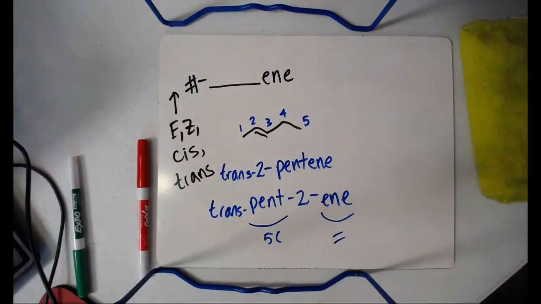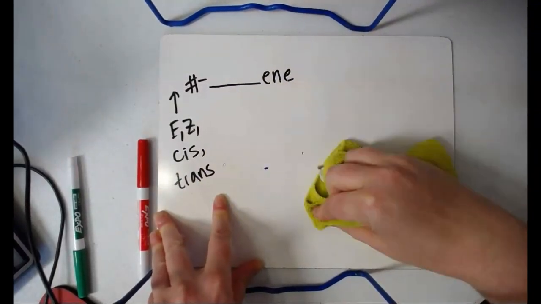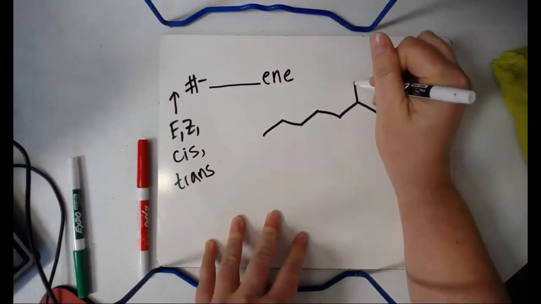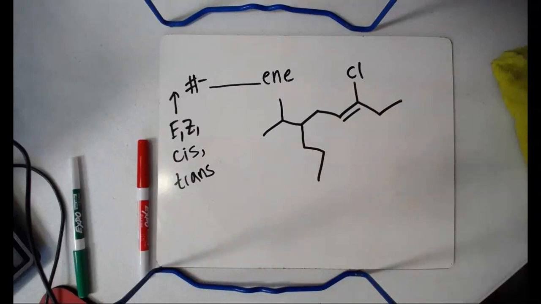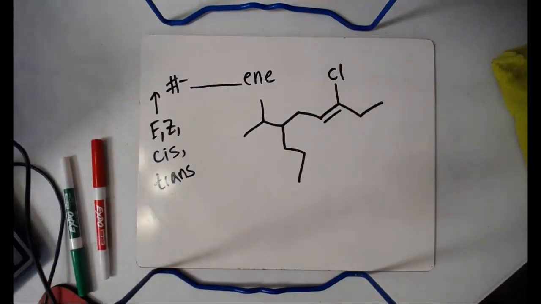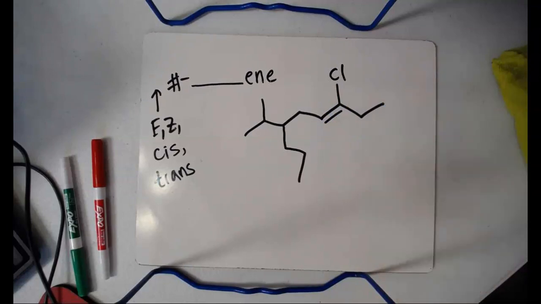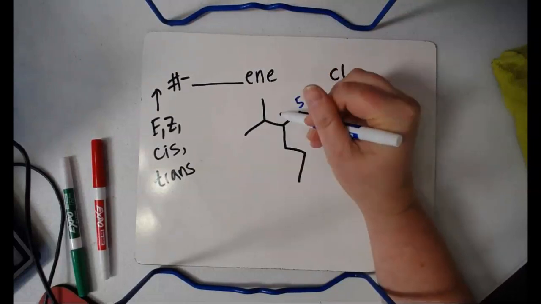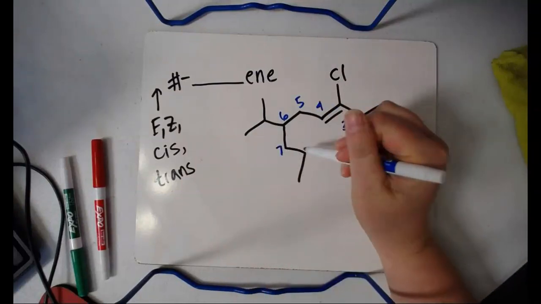All right, let's do something a little bit larger right here. We're going to name this one. And the first step is we want to find that parent chain, and it should include the double bond and give us the lowest number possible. As I start to number it, 1, 2, 3, 4, 5, 6, 7, 8, 9. So I know we're going to go down this chain here.